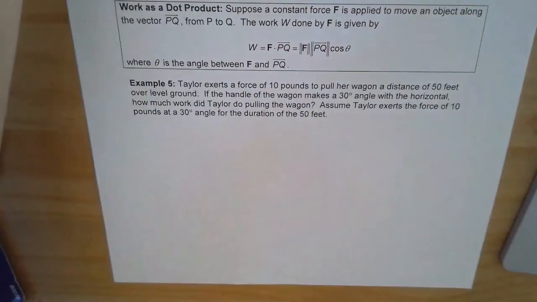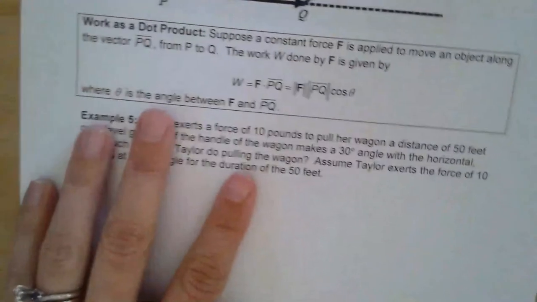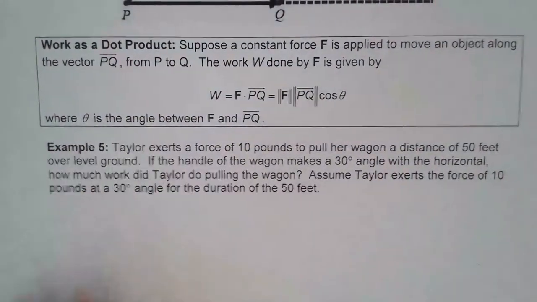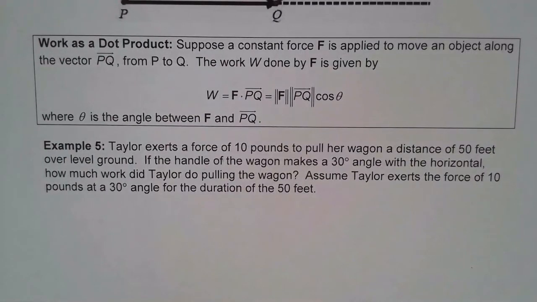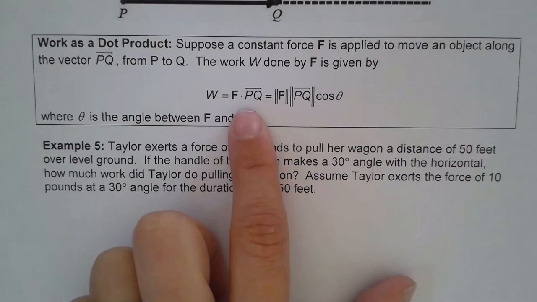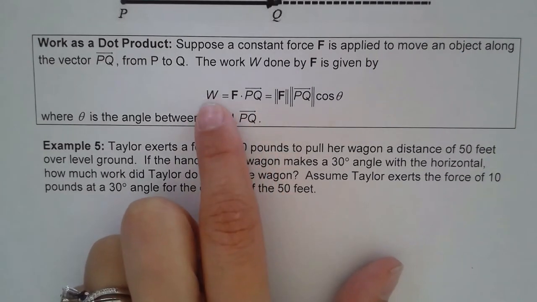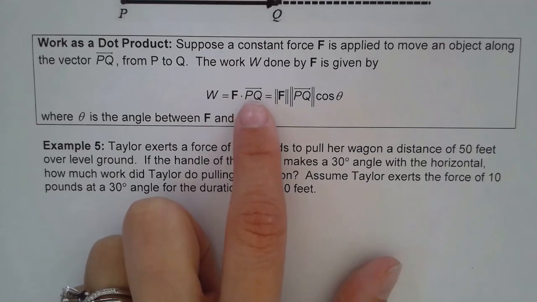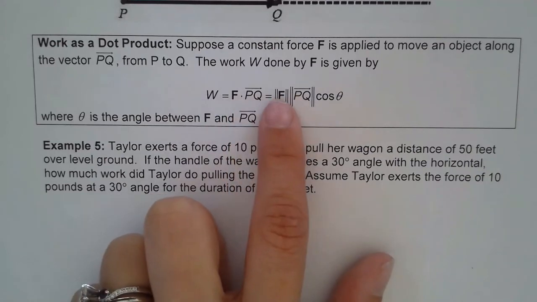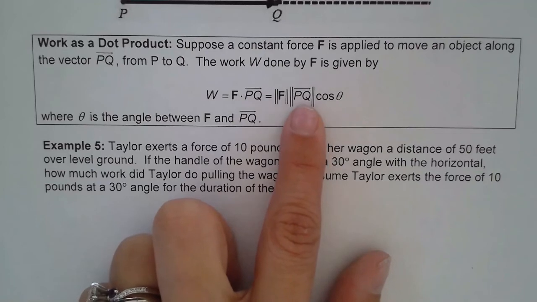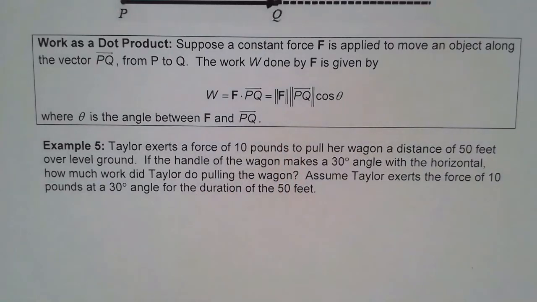So here we go. I want to make sure I give you enough space in here. Work as dot product. So suppose a constant force F is applied to move an object along the vector PQ from P to Q. The work done by F is given by, so we actually have two equations here. We could say that work is the force dotted with that vector, or the magnitude of the force times the magnitude of the vector times cosine of the angle. So it all depends on if you have theta or not. Okay.